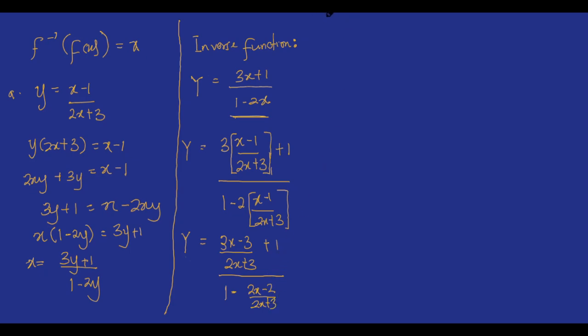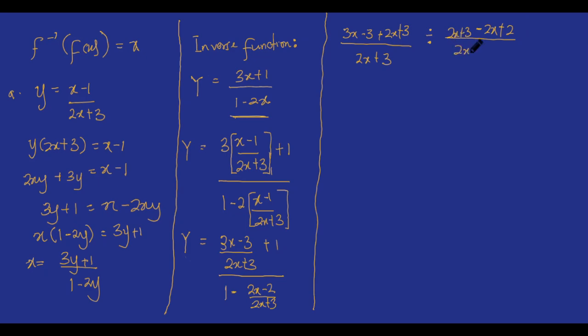So on simplifying this, we can see that the numerator becomes 3x minus 3 plus 2x plus 3 divided by 2x plus 3, then divided by the denominator, which is 2x plus 3 minus 2x plus 2 divided by 2x plus 3. So this is evident that becomes 5x divided by 5, and this gives us x.